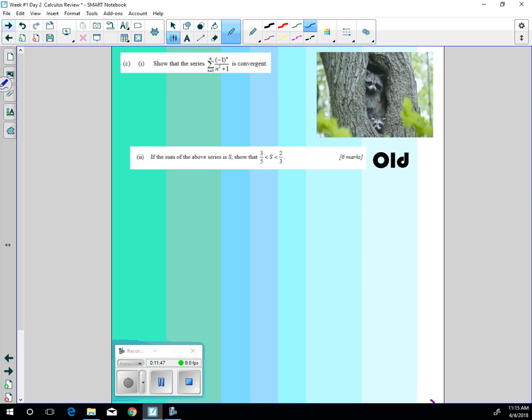And now we get to Aiden's comment about the alternating series. Do we like alternating series? We love them.